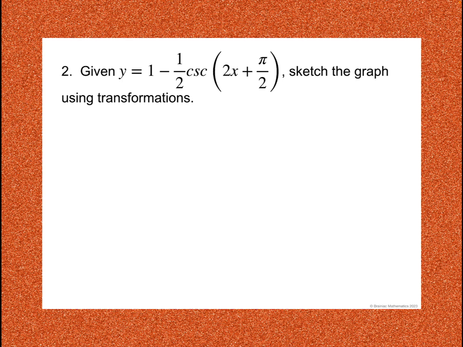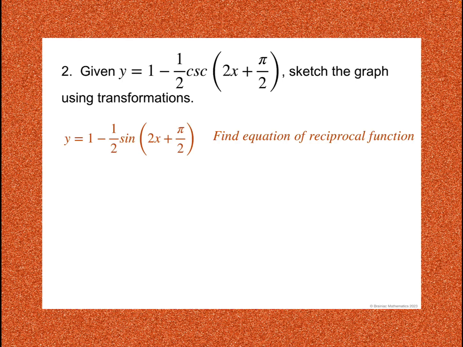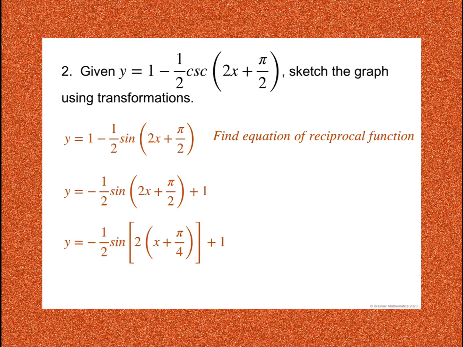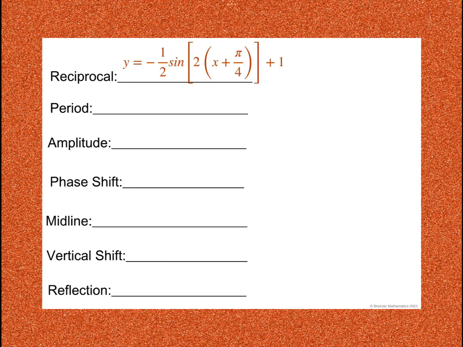Cosecant is the reciprocal of the sine function. So I'm going to replace the cosecant with sine, and then I'm going to get this in transformation form. Notice that the d is written in the front, so I'm going to move the d to the back. And then also notice that my coefficient of x is not 1, so I need to factor my b out. And this would be my equation for my reciprocal function: y is equal to -1/2 sine, bracket of 2, parentheses, x plus π/4, close parentheses, close bracket, plus 1.